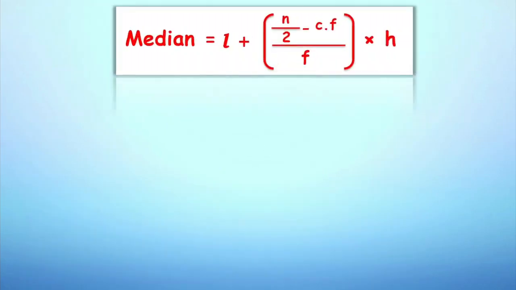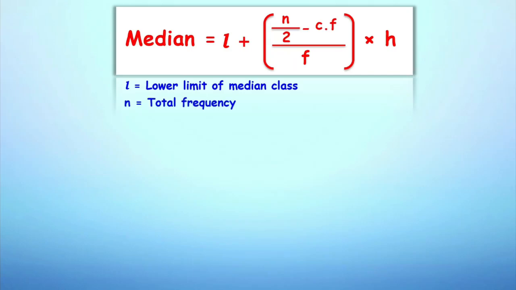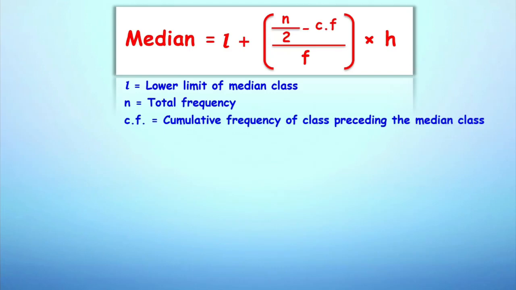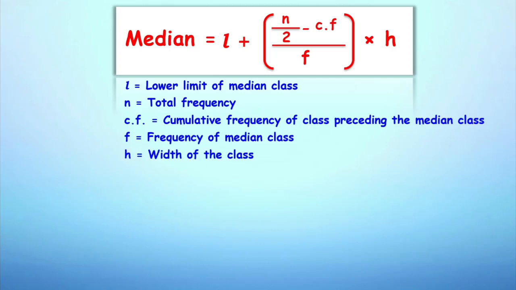Now let's understand the different terms in the formula of median. L is the lower limit of the median class. N represents the total frequency. CF represents the cumulative frequency of the class preceding the median class. F is the frequency of the median class. h is the width of the class.